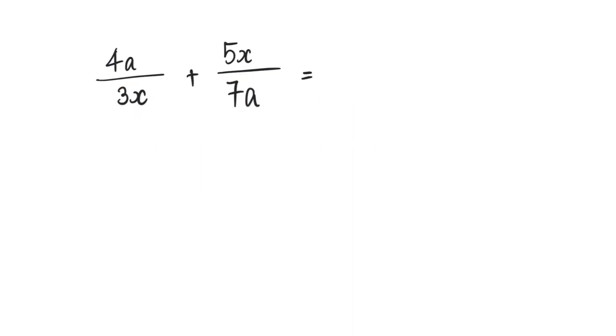Hello everyone, welcome to this video. We are required to express the following as a single fraction, and therefore I look at my denominator. When we add fractions, we must make sure the denominator is the same. And I saw that there's 3x and 7a. If I could multiply by 7a here and multiply by 3x here, I would then have a common denominator.